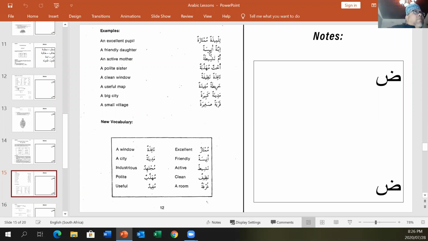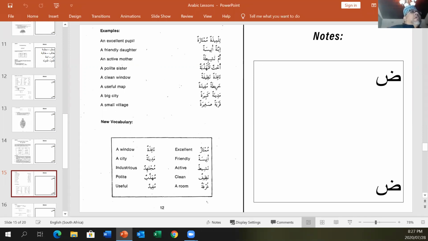Can you see they don't put the sukun on the ya there? So automatically now you know, when you don't see a sukun on the ya, and there's no harakat or sign on there, it automatically takes a sukun. So it's ibnatun anisatun. And obviously if you must say a friendly boy, a friendly son, ibnun anisun. MashaAllah. Ibnun anisun. That's excellent.